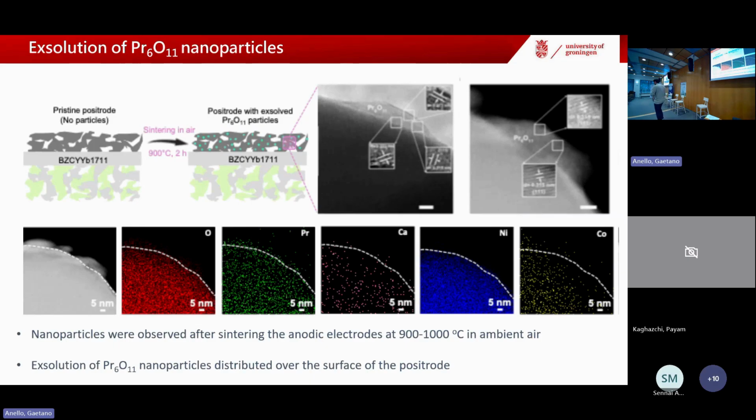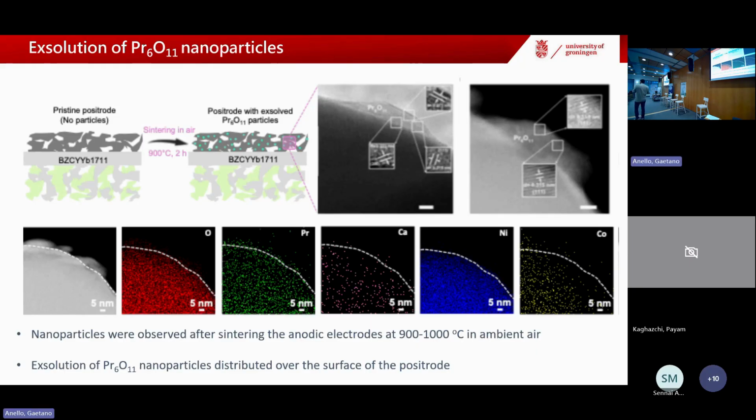And the interesting stuff came, let's say, from nowhere initially, because we couldn't expect that. So we took our materials that, as you saw in the SEM, had nothing on top. We prepared the electrodes, and after just sintering the electrode, we observed that our surface was full of nanoparticles.